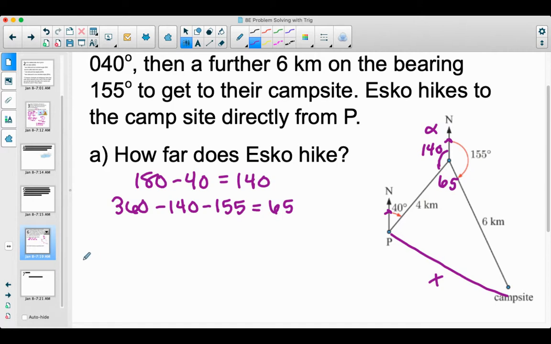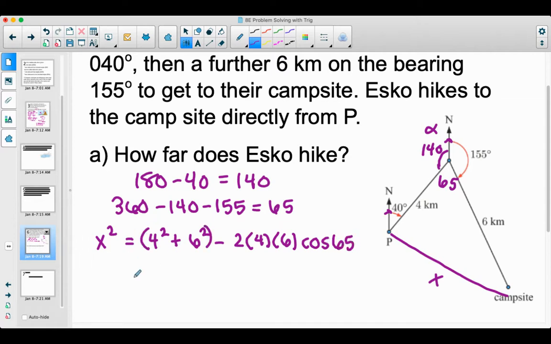Because I have that angle 65, x is going to be the side over on the left-hand side. And then in no particular order, I have 4 squared plus 6 squared minus 2 times 4 times 6 times the cosine of 65. If I add that together, I have x squared is equal to 52 minus 48 cosine of 65. And remember, don't take 52 minus 48, because 48 is attached to the cosine.